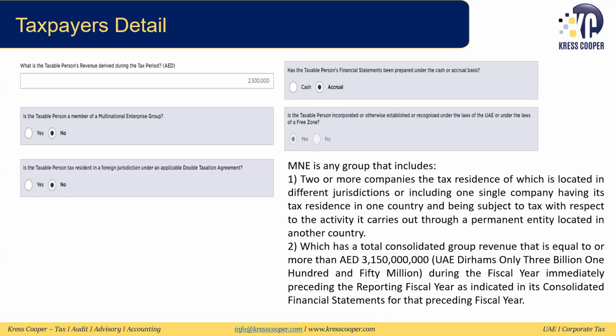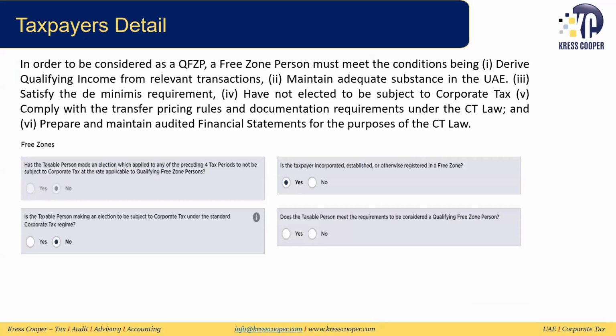Then lastly, they're asking, is the taxable person incorporated or otherwise established or recognized under the laws of the UAE or under the laws of a free zone? So after this information, it moves to the free zone section.